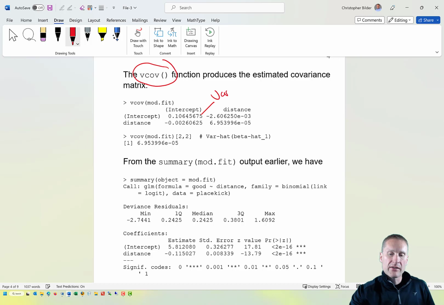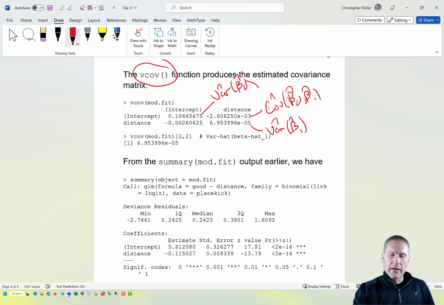So this is my estimated variance of beta hat 0. This is my estimated covariance for beta hat 0 and beta hat 1. This is my estimated variance for beta hat 1. Because of the symmetry property of the matrix, notice how these two elements, even though they're written slightly different, are actually exactly the same. If I wanted to, I could extract a certain element from that matrix by putting the row number and the column number into brackets.